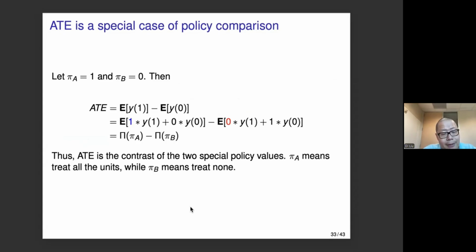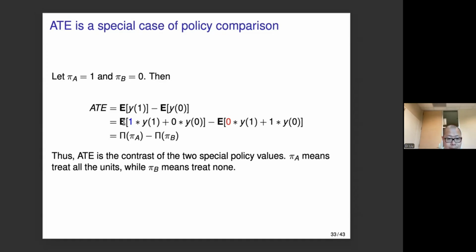And ATE, so average treatment effects, actually is a special case of policy comparisons. So let's take an example. Think about two policies. The first one, pi A, is treat everyone in the population, and pi B is treat no one in the population. The definition of ATE is the expectation of Y1 minus Y0. Y1 can also be written as 1 times Y1 plus 0 times Y0. Similarly for Y0, 0 times Y1 and 1 times Y0.